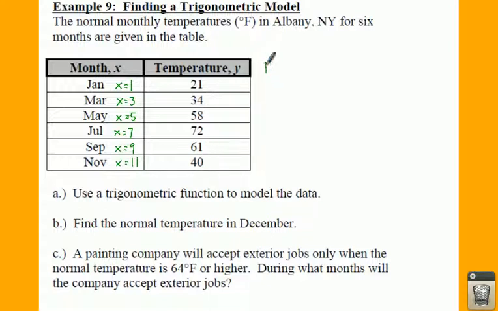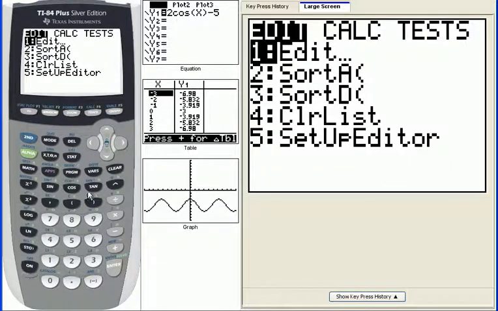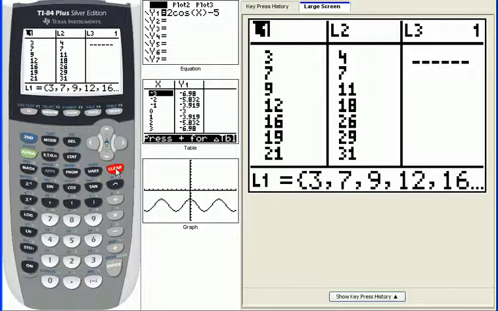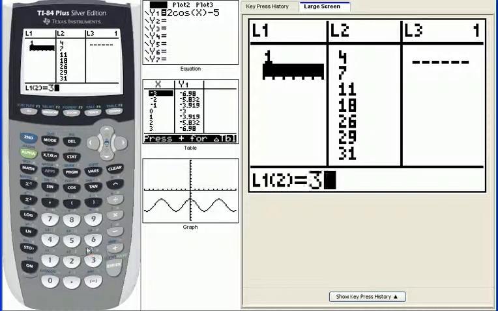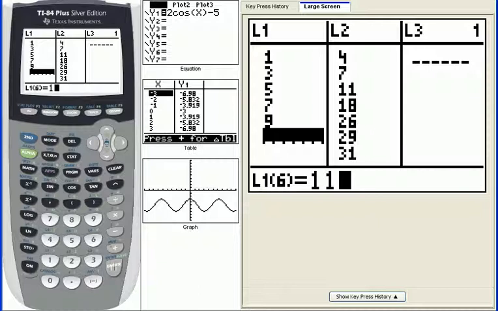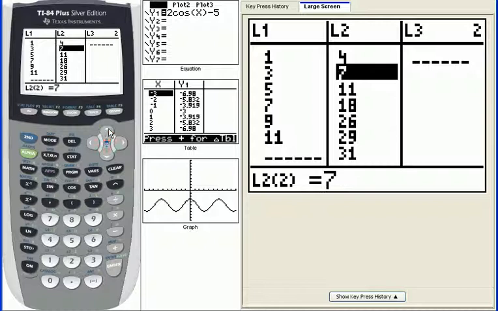So we're going to have to plug these values in for L1 and L2 in our graphing calculator in our stat plot. So go to your stat button and edit. So see if I've got to clear something out. I do. So I'm going to go up here and hit clear, enter, clears everything out. So I'm going to put in 1, enter, 3, enter, 5, enter, 7, enter, 9, enter, 11, enter. And I have to go over here to my L2. Need to clear these out.